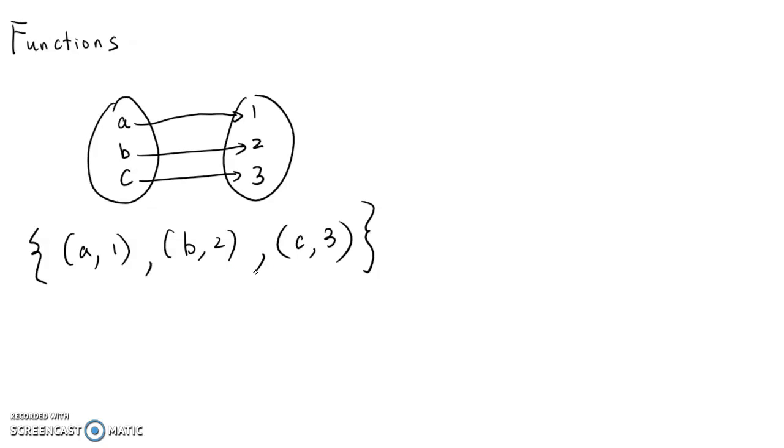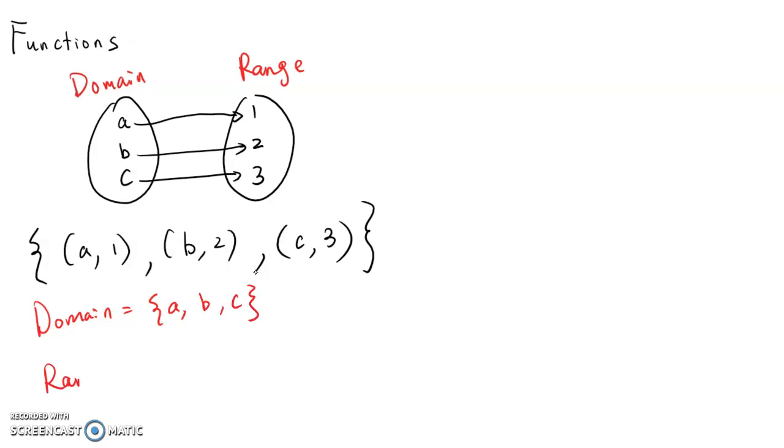And the set of all the inputs, we call it the domain. And the set of all the outputs, we call it the range. So for this relation, the domain is the set with A, B, C, these three elements. And the range is the set with 1, 2, 3, those three elements.